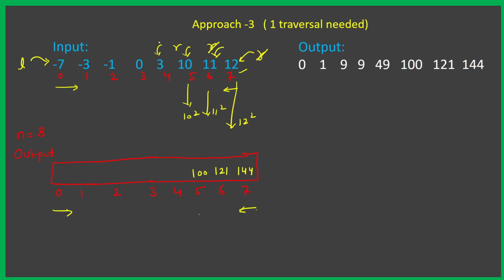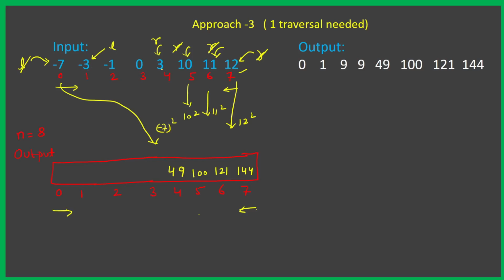Again moving to this point. Now out of the absolute value of -7 with 3, this 7 is greater than 3. That means I will find the square of this -7, which gives me 49. This 49 will be stored here, and now left will be incremented, so left will come to this point. Now we will compare the absolute value of -3 with this 3. Here both are equal: the absolute value of -3 is 3, and 3 is equal to 3.